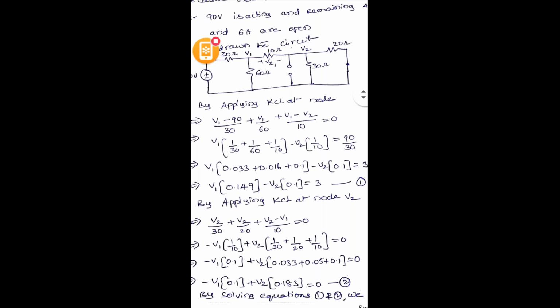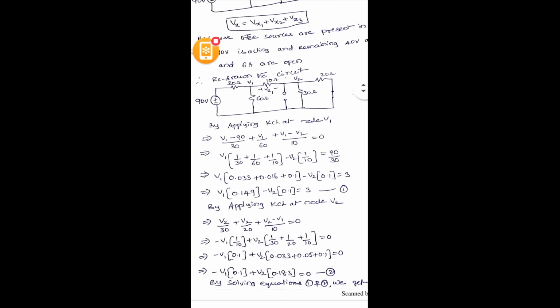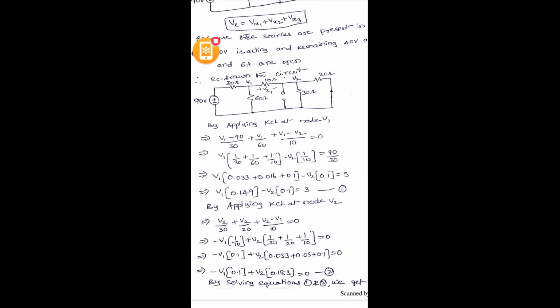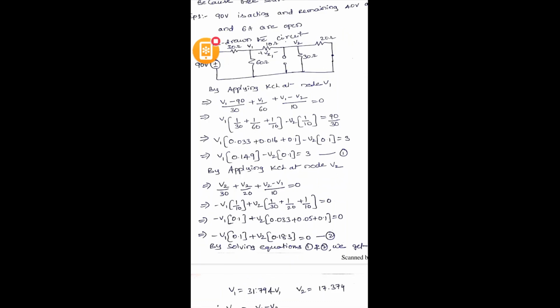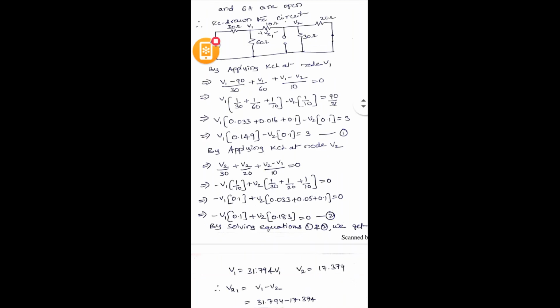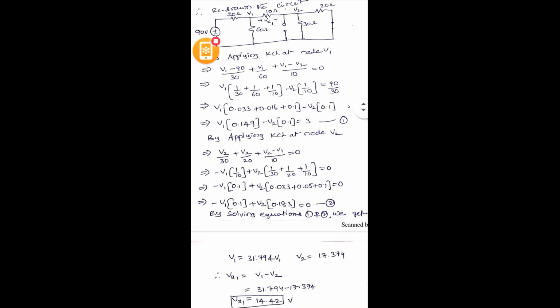By solving equation 1 and equation 2, we get V1 equals 31.794 and V2 equals 17.374. Now we can calculate the voltage across the 10 ohm resistance. Vx1 equals V1 minus V2, so 31.794 minus 17.374, and finally Vx1 equals 14.42 volts.